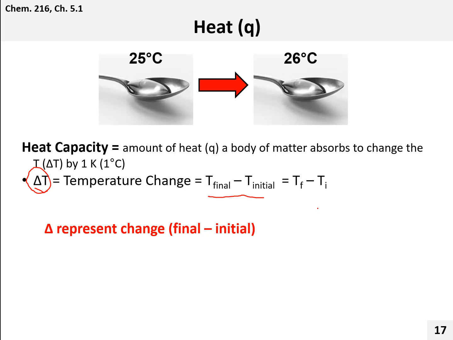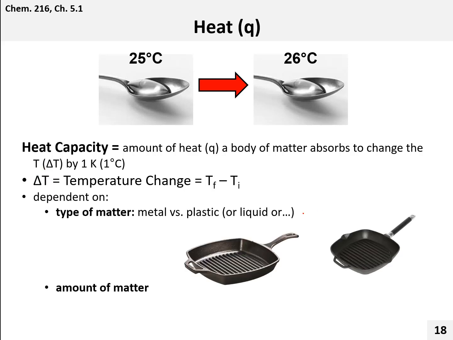Okay, now the heat capacity of something is dependent on 2 things. The type of the matter, for instance, this pan versus this pan. Notice that this pan has a metal handle, whereas this one has a plastic one. If I had this pan over here on the left on the stove top, I wouldn't go and grab it because that handle is going to be hot. That's because this is going to heat up. This plastic has a different heat capacity.